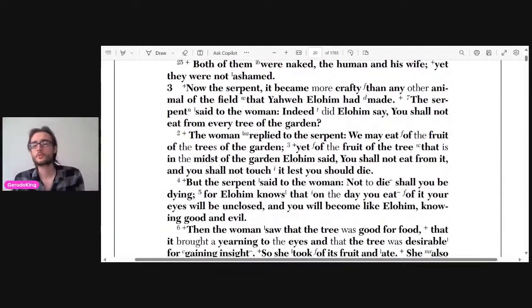Now the serpent, it became more crafty than any other animal of the field that Yahweh Elohim had made. The serpent said to the woman, Indeed, did Elohim say, You shall not eat from every tree of the garden? The woman replied to the serpent, We may eat of the fruit of the trees of the garden, yet of the fruit of the tree that is in the midst of the garden, Elohim said, You shall not eat from it, and you shall not touch it, lest you should die. But the serpent said to the woman, Not to die shall you be dying, for Elohim knows that on the day you eat of it, your eyes will be unclosed, and you will become like Elohim, knowing good and evil.